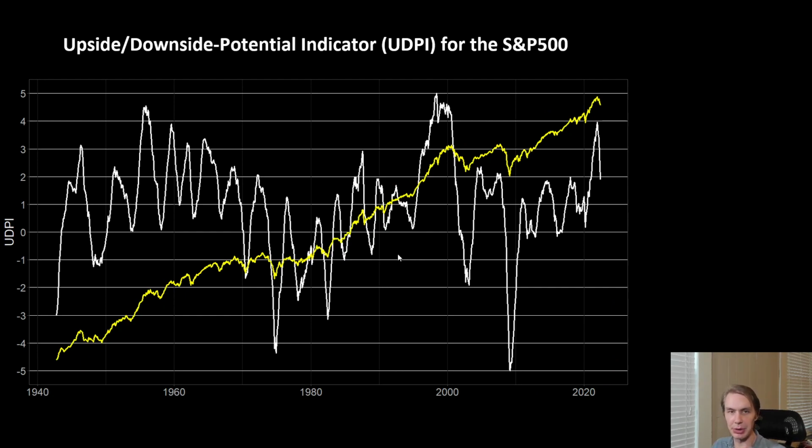So that's one perspective from the UDPI, just to get an idea of where the risk level is and where it compares to historical levels. It makes total sense that we got a correction from here, just given how overextended we were. Not to say that it had to happen immediately like here, but it did, which again is not unexpected because we've seen this many times in the past.